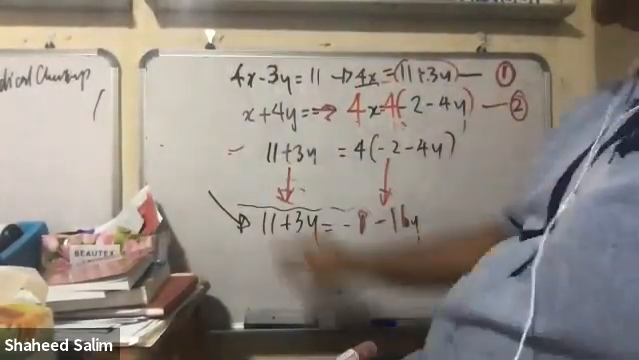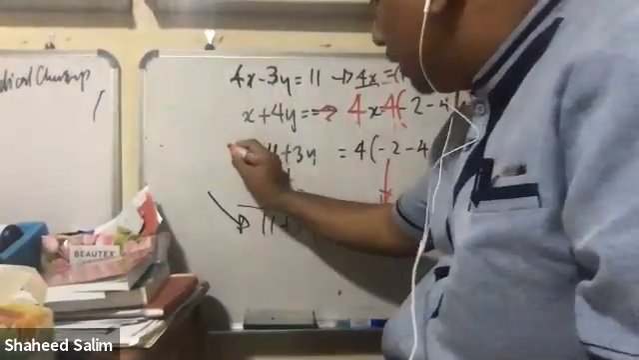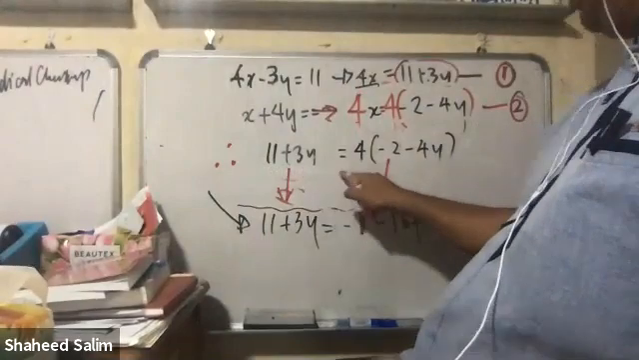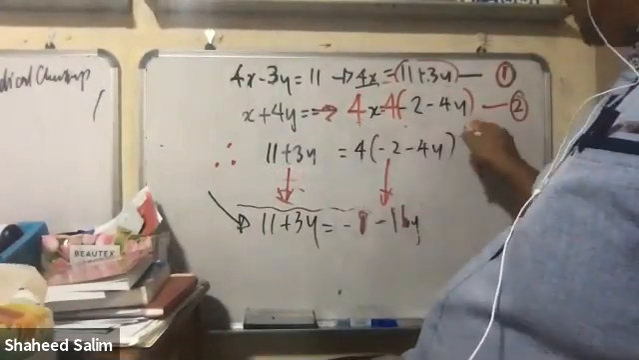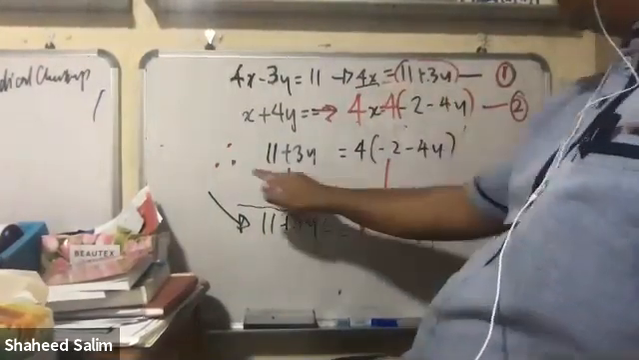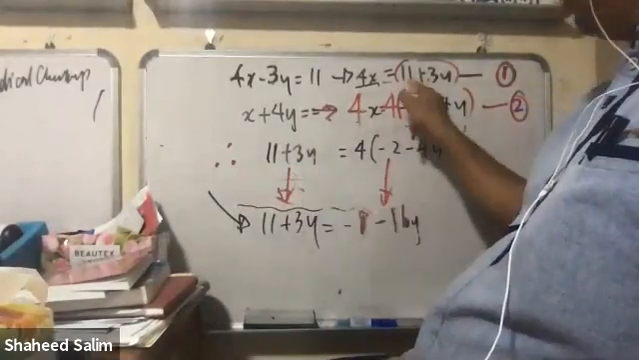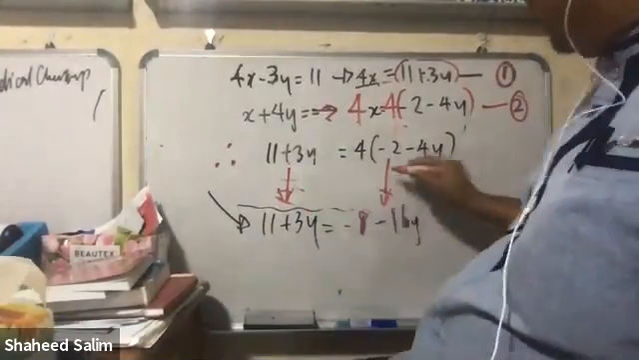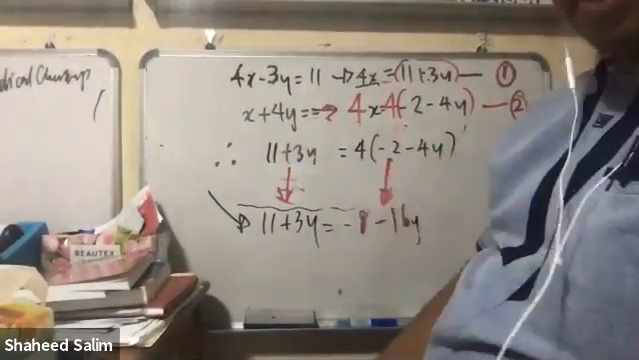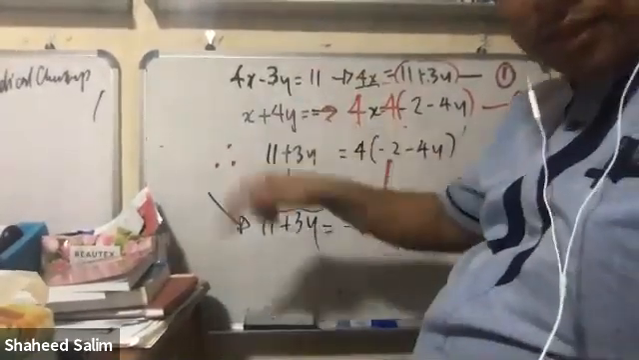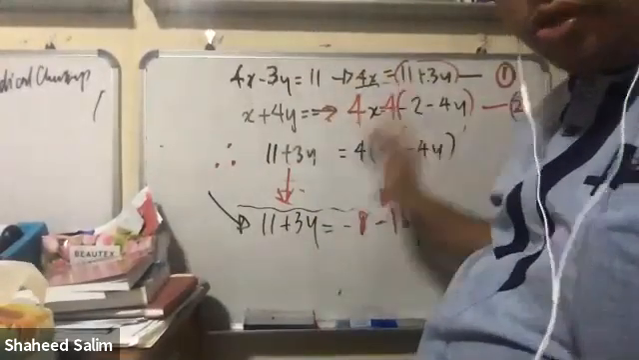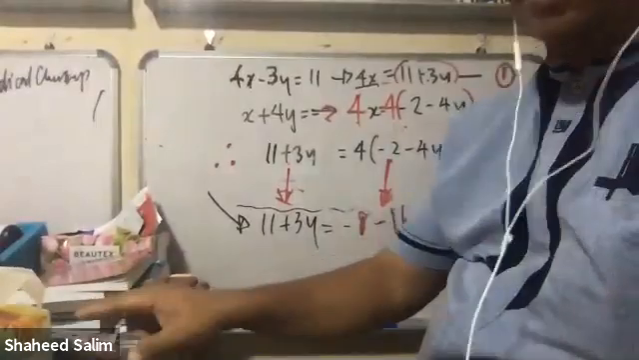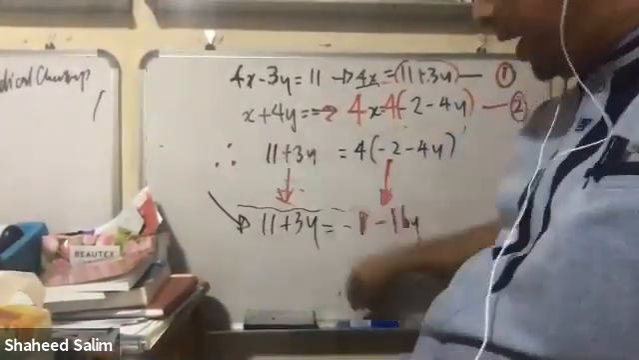Right? Or you can make it even clearer: therefore 11 plus 3y equals to, because 4x equals to this, therefore 11 plus 3y is equal to 4 bracket -2 -4y, and then the rest is all the same. Do you understand this? You show your teacher this. If your teacher says he still doesn't understand, it's very strange. But you include all the points I highlighted.